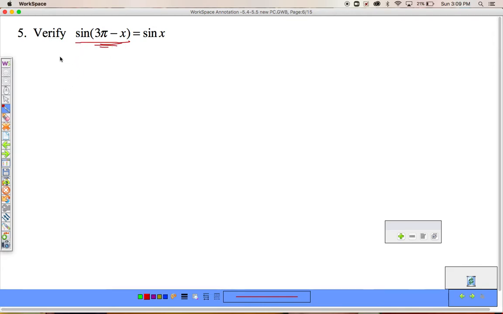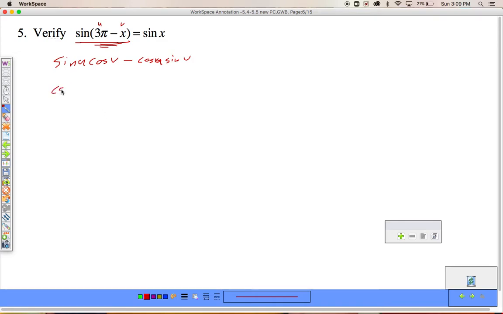So we're going to use the formula, the sine of x. No, let me not use x because x is in the problem. The sine of u, cosine of v, minus the cosine of u, sine of v. All right, that's our formula, where 3 pi is my u, v is going to be my x.